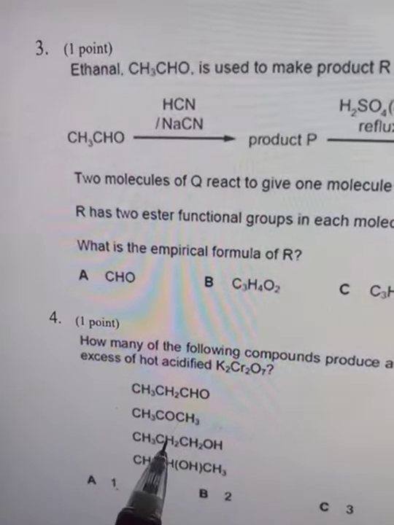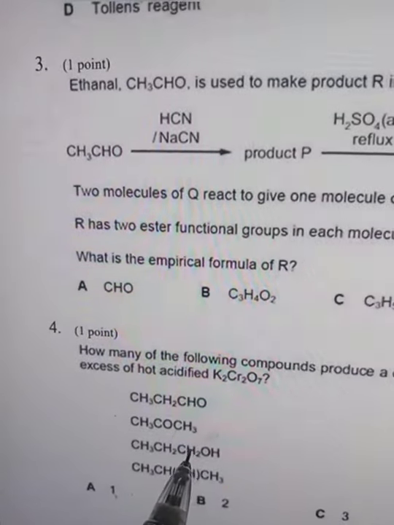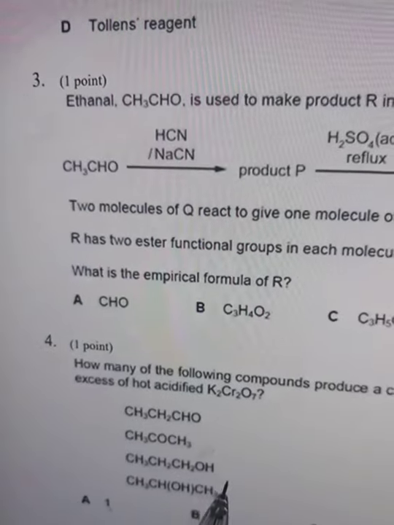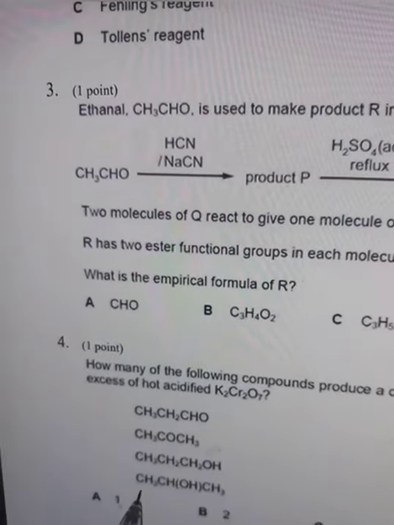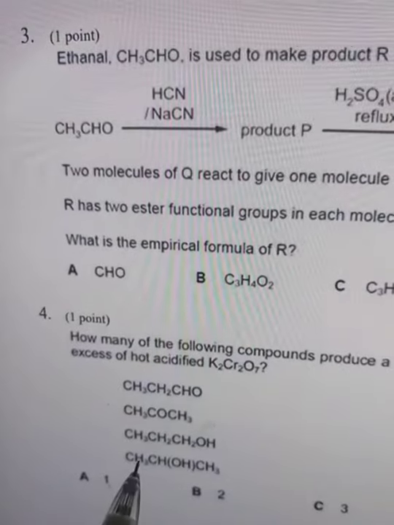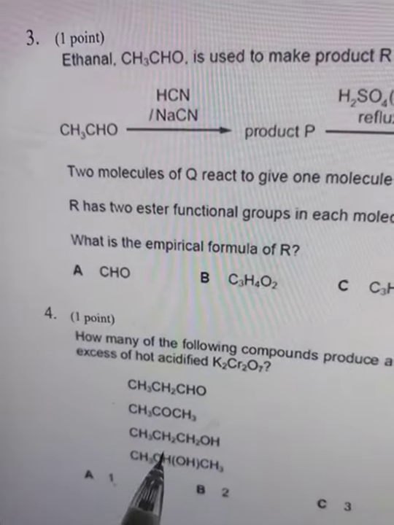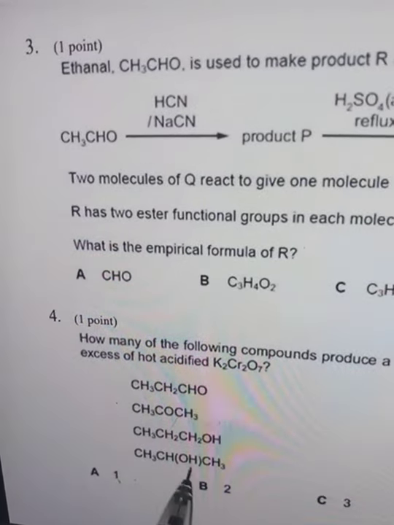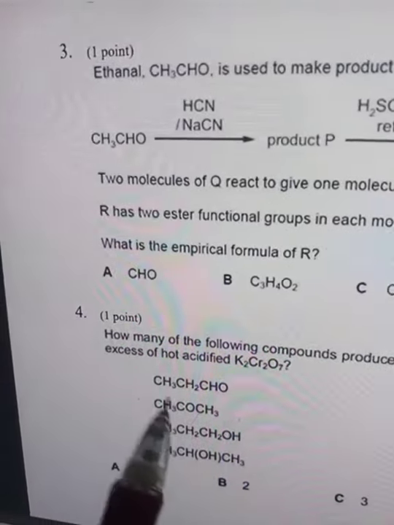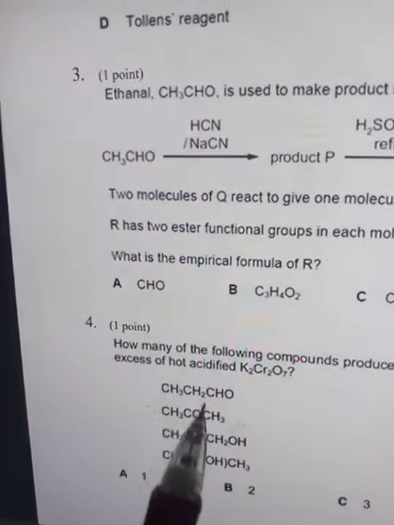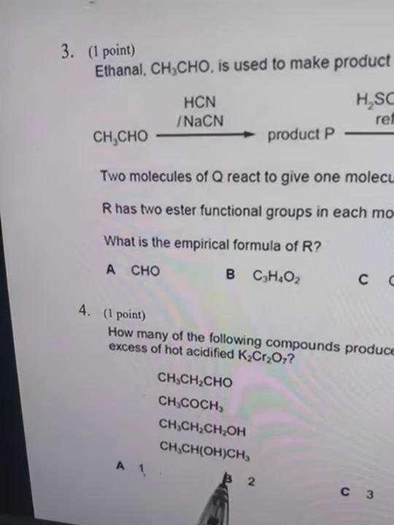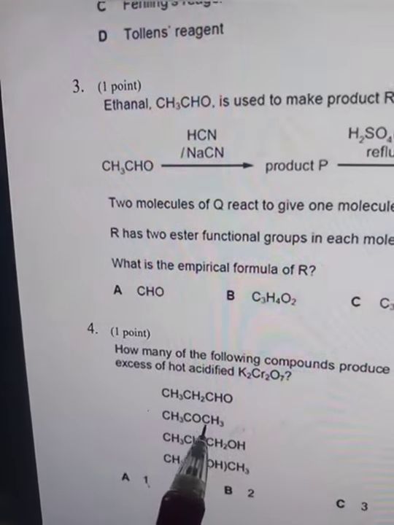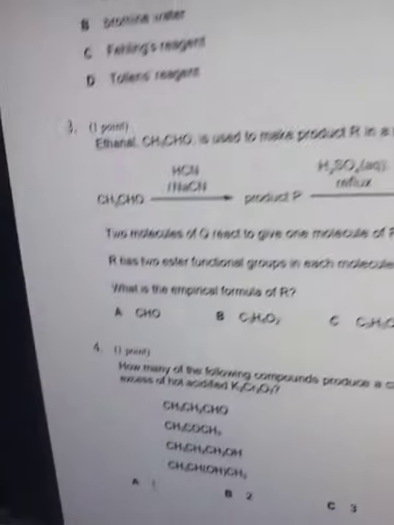If you look at CH3CH2CH2OH, it's obvious on the right side that there's CH2 and OH, which means it's a primary alcohol and gives us carboxylic acid. While here, there's CH3CHOHCH3. If you look at the middle, it's CH and OH, but that is a secondary alcohol which does not produce carboxylic acid. That's what makes the answer B, because there's only 2, which are CH3CH2CHO and CH3CH2CH2OH. On to the next question.